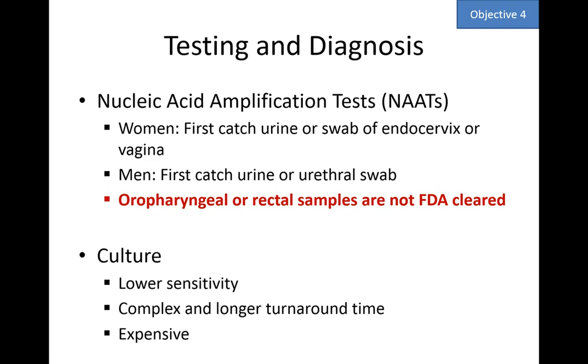The ideal and preferred method of identification will be the NAT, or nucleic acid amplification test. So what this basically does is it looks at the amplified DNA that is specific to the chlamydia, and it is able to identify it. The FDA actually does not recommend getting samples from oropharyngeal or rectal samples, and that is because the test can't produce a false positive.